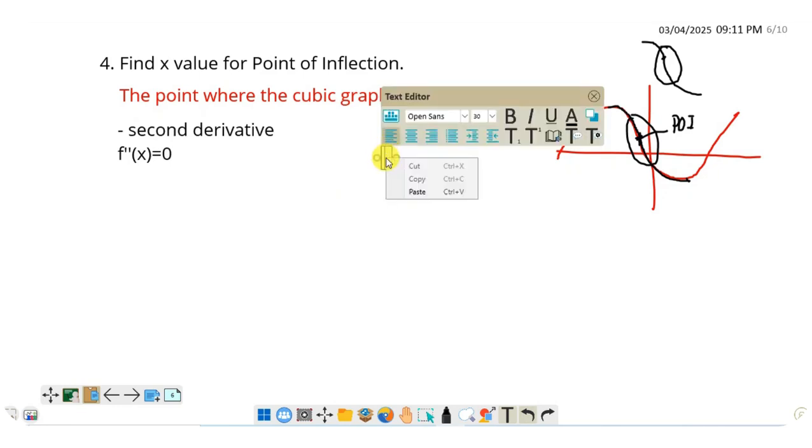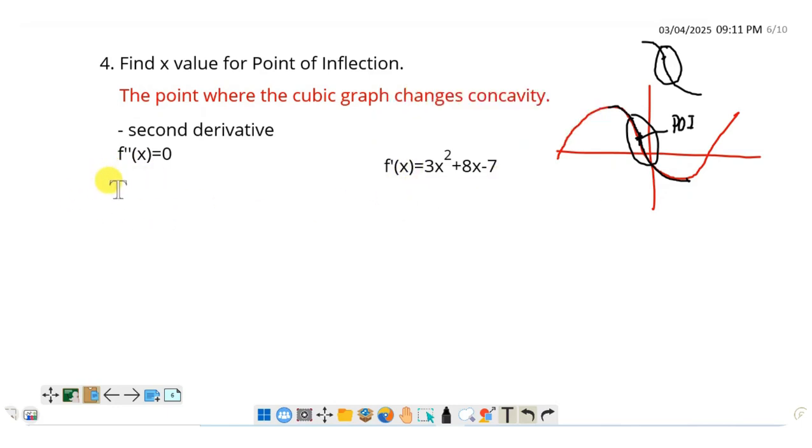What do we want for the point of inflection? You need the second derivative, which means we have to now derive this one. When you derive once, you get this equation for the turning point. Then when you derive this one that is already derived, you get the point of inflection. Okay, so let us derive that.